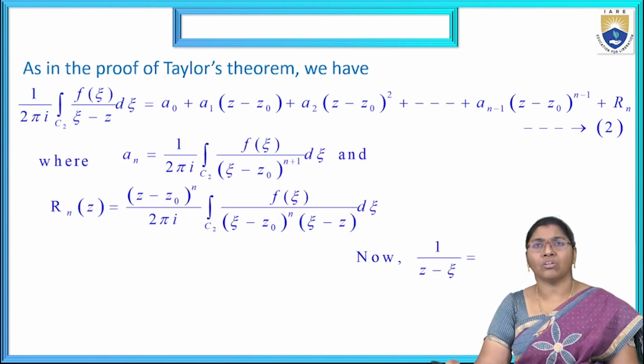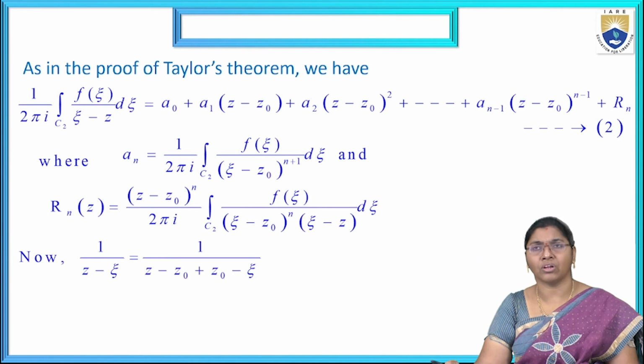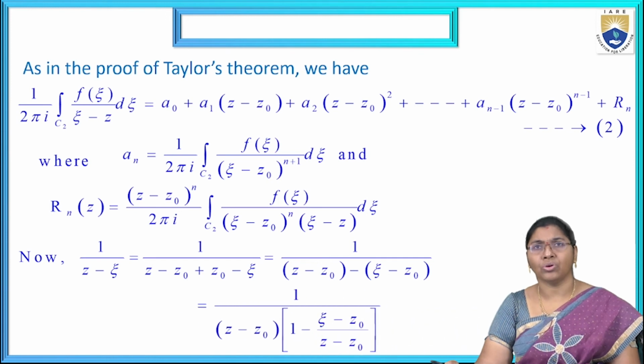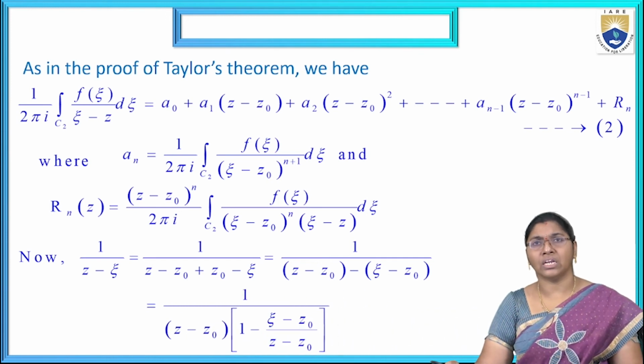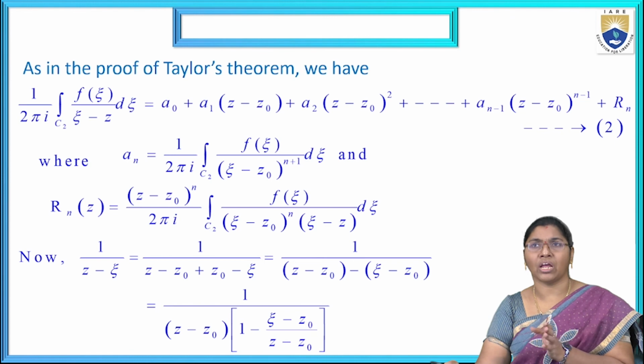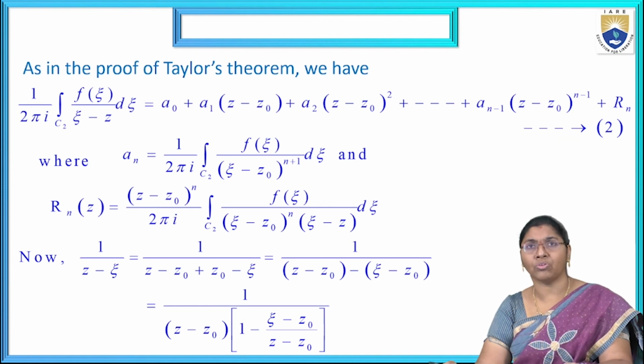As the proof of Taylor's theorem, we have 1 by 2 pi i integral over C2 of f(z) by (z minus z naught) into (z minus z) dz, equal to the Taylor series expansion. I am using that one: a naught plus a1 into (z minus z naught) plus a2 into (z minus z naught) whole square by 2 factorial. We are eliminating that one. Why? Because we are using it in the denominator part.